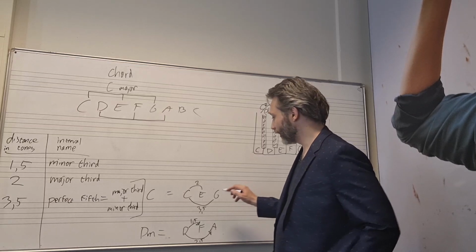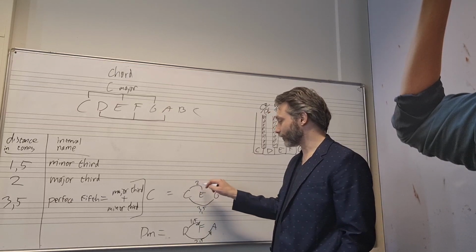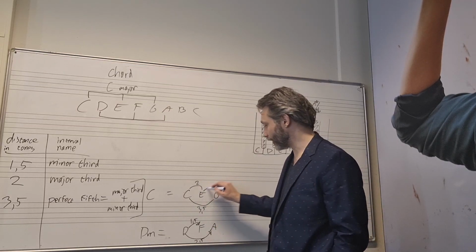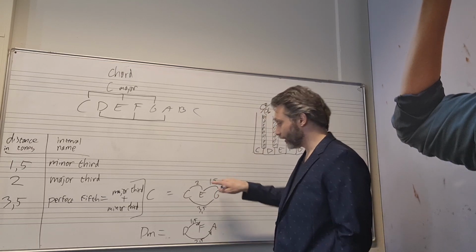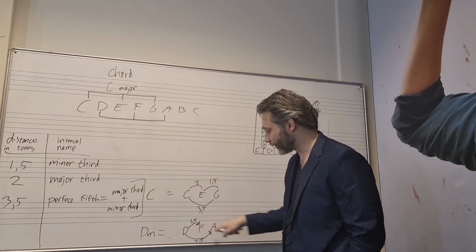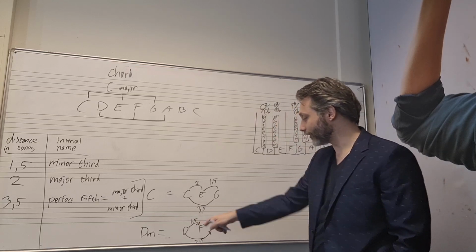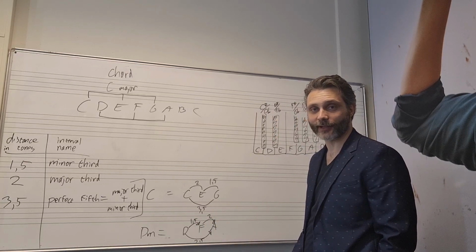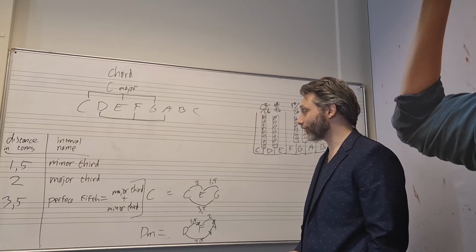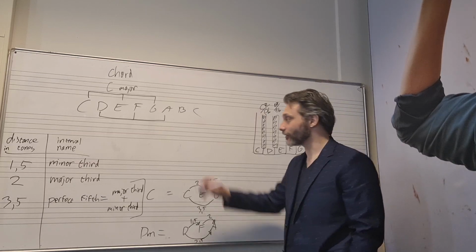So you can see between C and E we got 2 tones, a major third, but between E and G we got 1.5 tone, a minor third. And it's the exact other way around for D minor, 1.5 tone from D to F, but from F to A we got 2 tones. Alright? So that's the difference between a major and a minor chord.